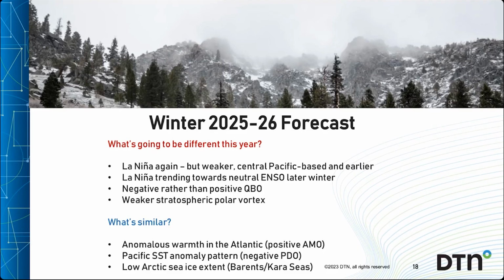On the other hand, we've still got the same sort of pattern of sea surface temperature anomalies in the North Pacific and continuing warmth in the North Atlantic with sea surface temperatures widely above average. One final thing is particularly warm seas compared to average in the Arctic with low sea ice extent.